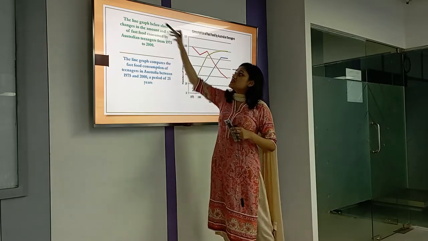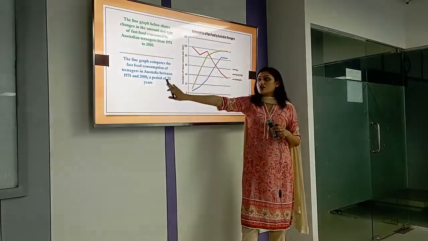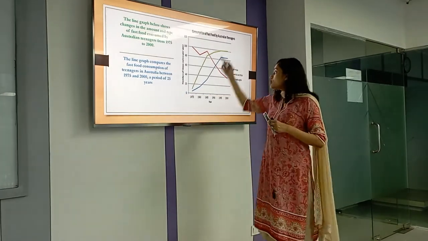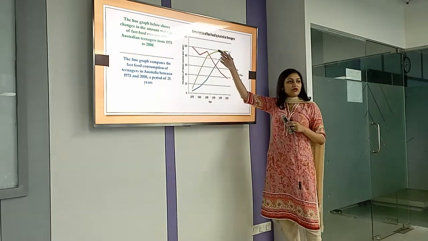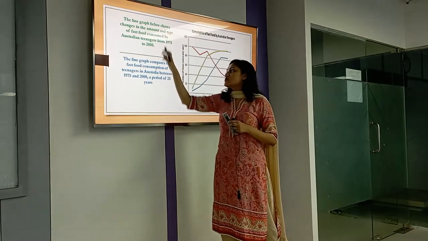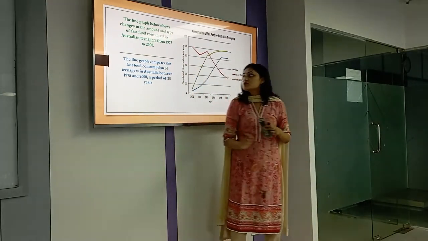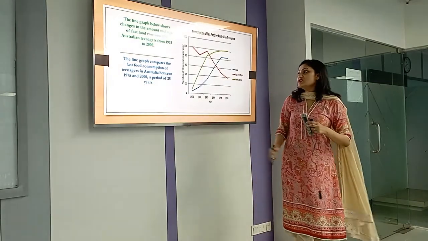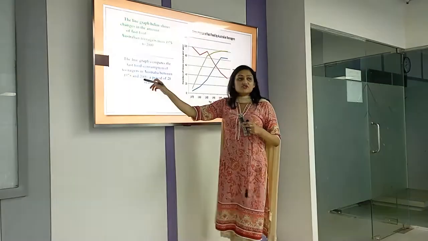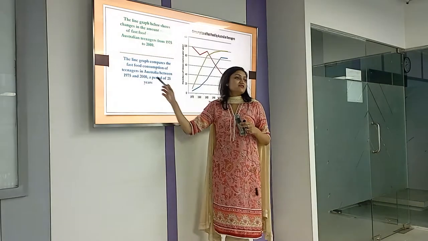So let's just paraphrase this. Same topic, I will just paraphrase. So the line graph compares the fast food. So we know it's comparing, and I need to say what. It's showing the different amounts of fast food consumption of teenagers. Where is it happening? Australian. So Australia. So you see, we can say Australian teenagers, but what I mean is teenagers in Australia.